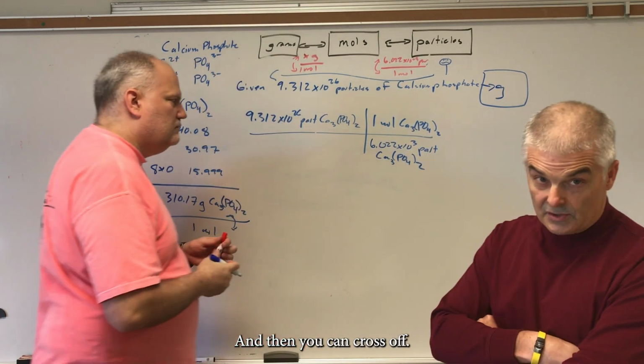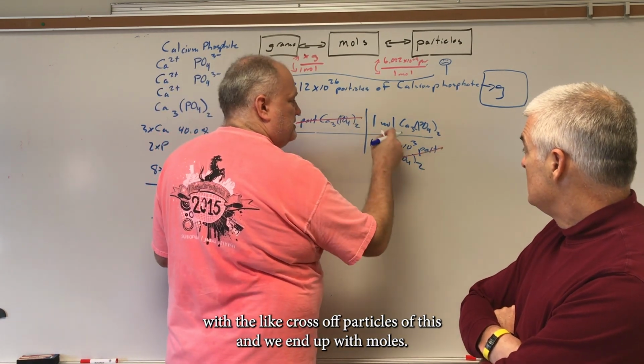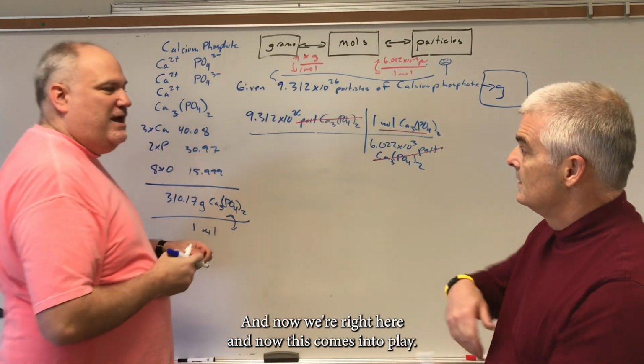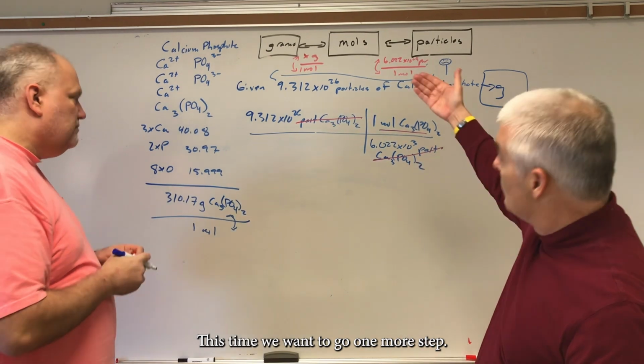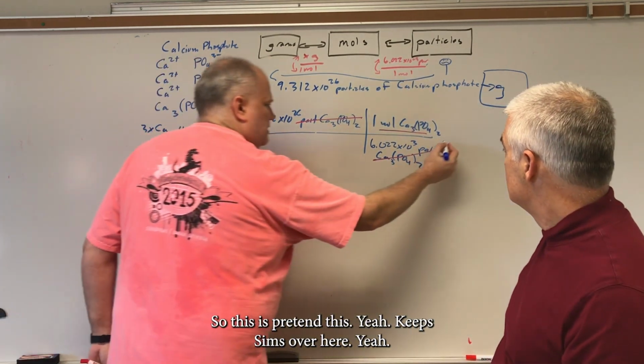And then you can cross off, what can we cross off? With the light, cross off particles of this, and we end up with moles. So now we're right here, and now this conversion comes into play. We want to go one more step, and I think we're gonna run out of space over here, so we can do the next line right here.